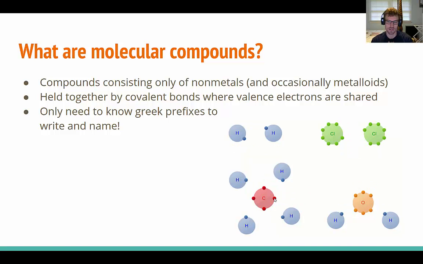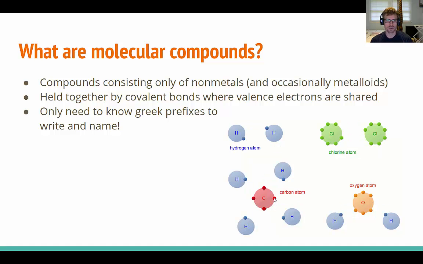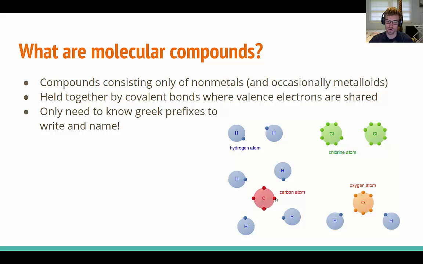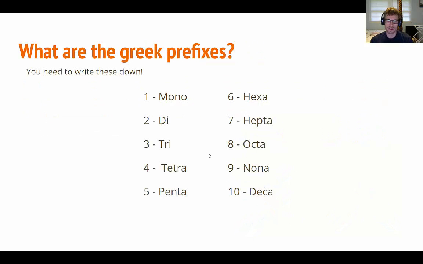Now, because there's a sharing of electrons going on here, we don't have to know the oxidation numbers. All you have to know are these Greek prefixes, and you need them for both the writing and the naming. So pretty straightforward. Let's get into what these Greek prefixes are. There are 10 Greek prefixes that you need to know. These are prefixes, so remember, they go at the beginning of something. These prefixes go before element names. All right, so you need to go ahead and write all these down.